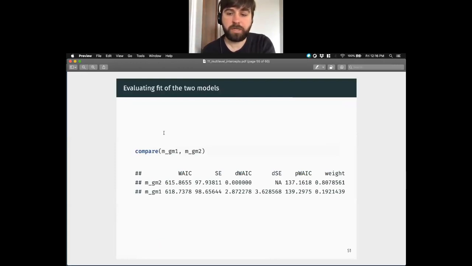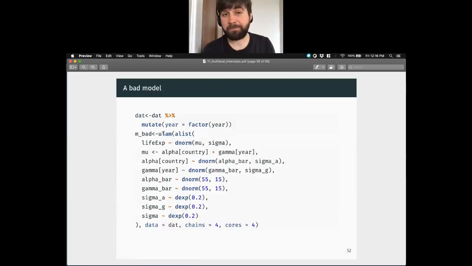So, I would stick with the continent specification just because that sigma is relatively high, but in terms of predictive performance, it's not a huge gain. Now, here's a bad model. I'm going to add a gamma for year, instead of gamma for continent. So now for each of the 12 years that we have data recorded, they're each going to get a global intercept. So we're going to get an intercept for a country and an intercept for years.